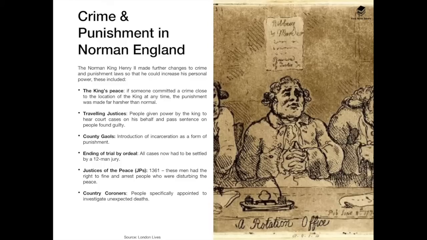Travelling justices. People were given power by the king to hear court cases on his behalf and pass sentence on people found guilty. County gaols. Introduction of incarceration as a form of punishment. Ending of trial by ordeal. All cases now had to be settled by a 12-man jury.